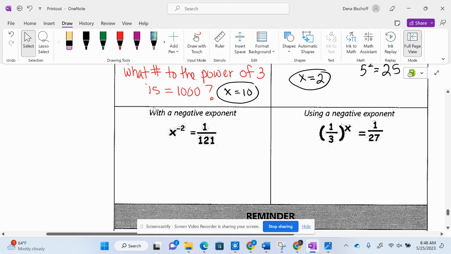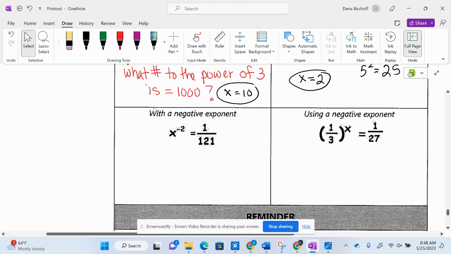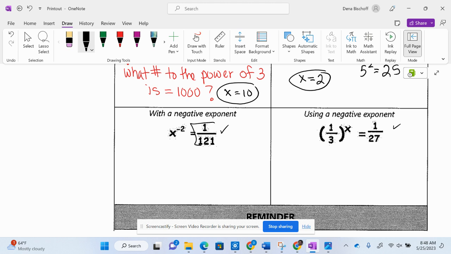I want you to think about how we did this. When we learned this lesson and we started to come to numbers that we're not real familiar with, we were like, what's happening here? So here's what I want you to think about: writing this number as a power of something. So x to the negative 2 equals. I know that 121 is the same thing as 11 squared.